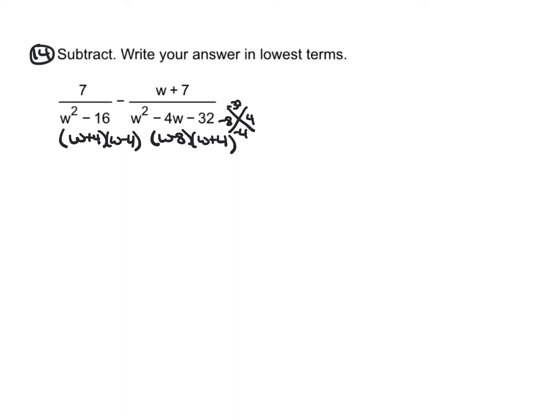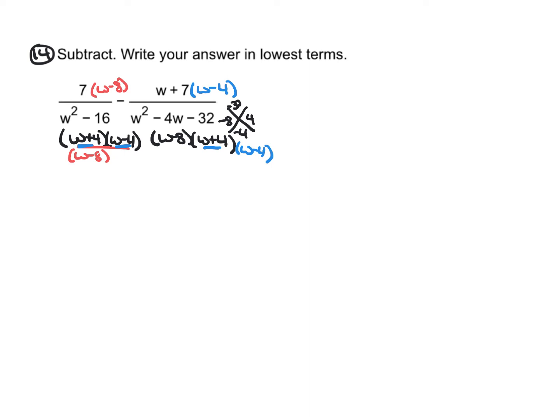So when I compare my first term, it has the w plus 4, but I don't have a w minus 8. So this needs a w minus 8, and I also need it on the top. Okay, and this one, right, we have the w plus 4 in common, but this one doesn't have a w minus 4. So I need a w minus 4 on this one. And I also need it on the top.